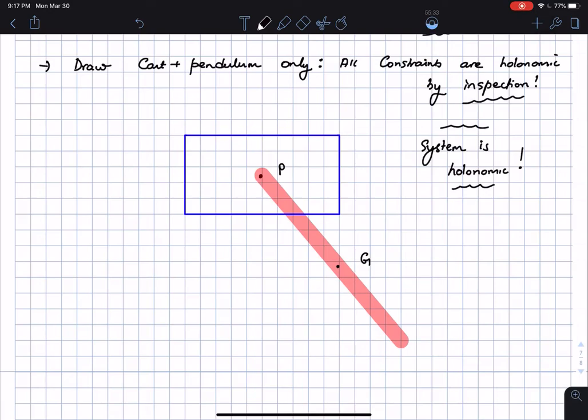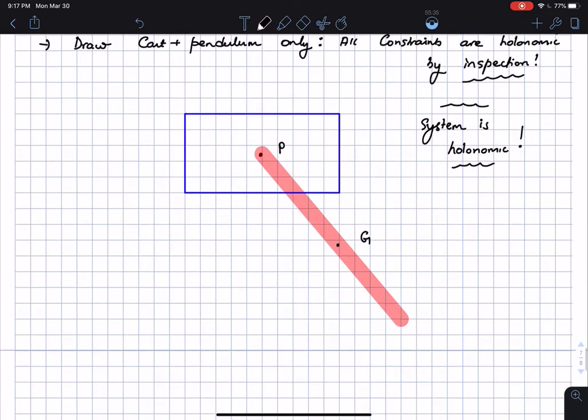All right, and that being said, I'm going to have two generalized coordinates in this problem. One is the point P of the cart. The cart, of course, can move only in the x direction, so I'm going to have a generalized coordinate x of t that symbolizes the motion of the cart. Then I'm going to have an angle theta that symbolizes the motion of the pendulum with respect to a fixed vertical line. So I'm going to draw the vertical line first.